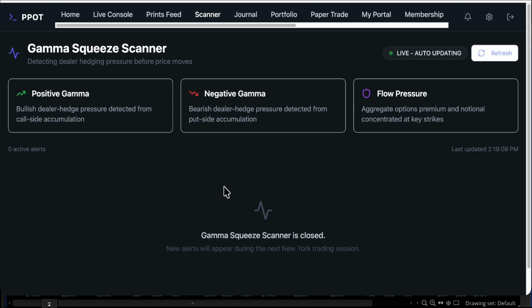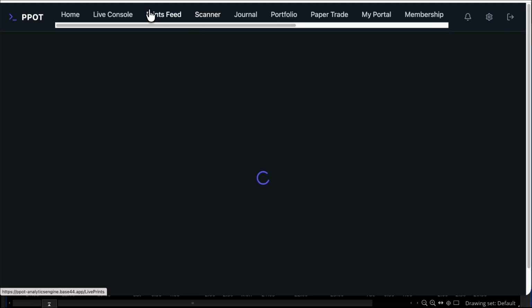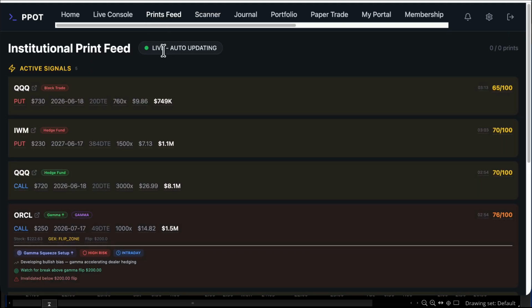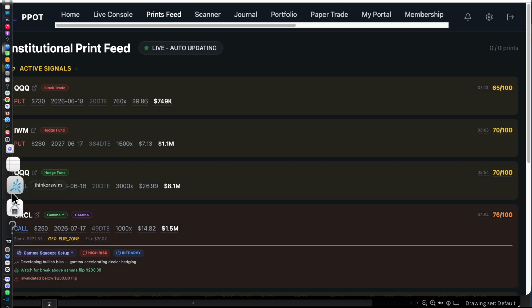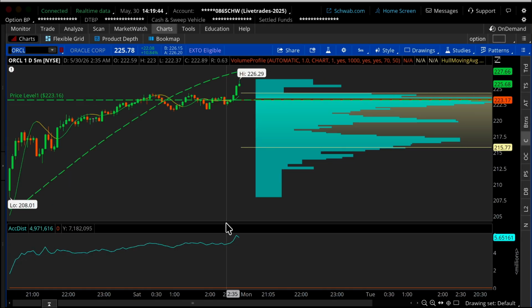And the scanner is closed because it's the weekend. But come Monday morning, I'm going to show you some stuff again, and I'm going to show you how powerful this engine is. So if you're looking at what's the state of the market, the state of the market is right here with the PPOT Analytics AI engine, and how I look at trading it. Let me come back over here. So that's it. That's what you want to do.